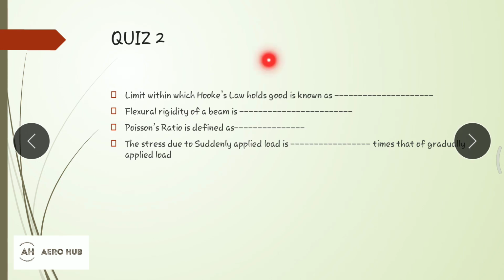This is quiz number 2 for this lecture. What is the limit within which Hooke's law holds good? What is flexural rigidity? What is Poisson's ratio? Just find out the answer.